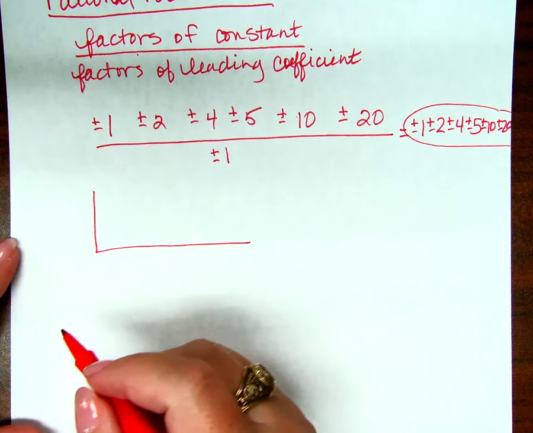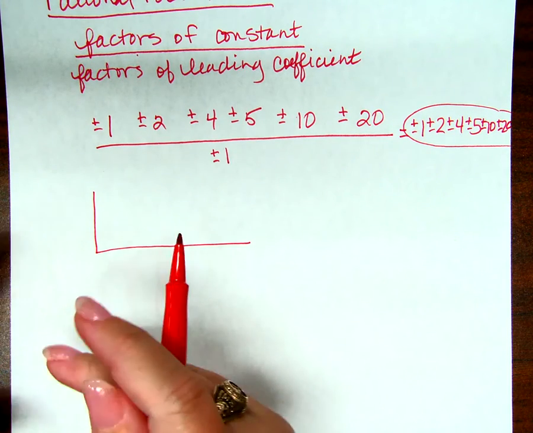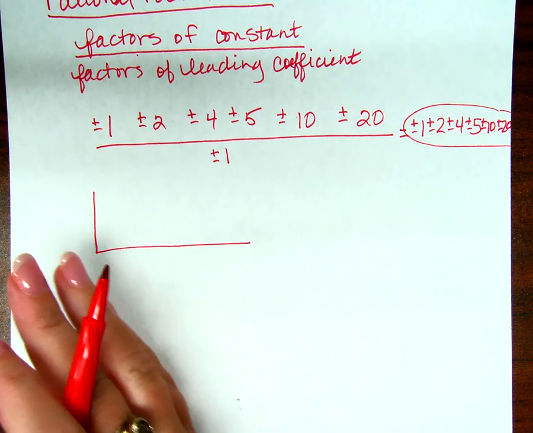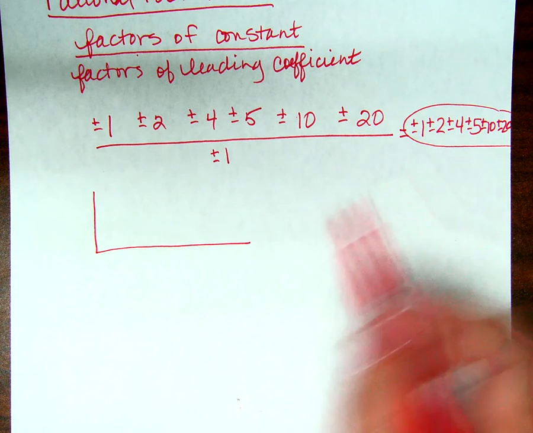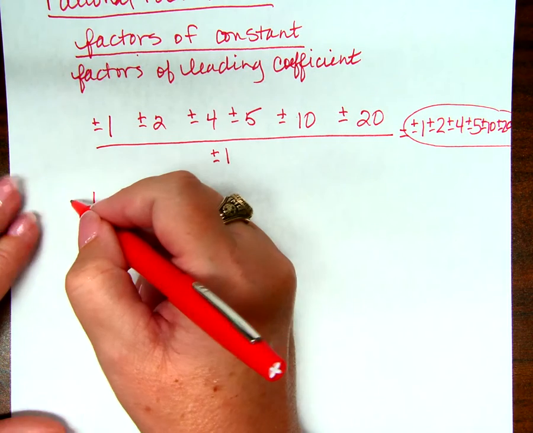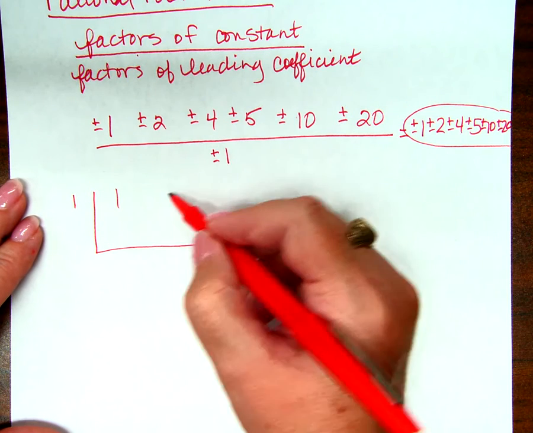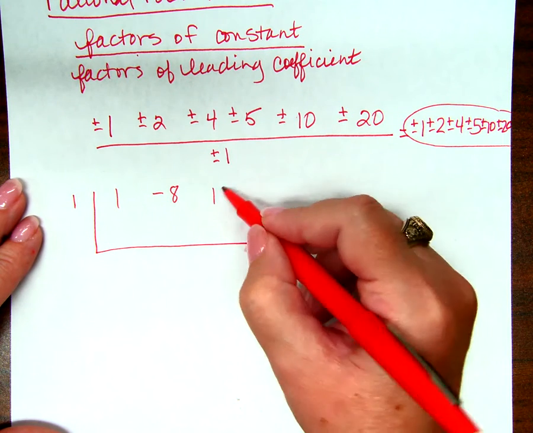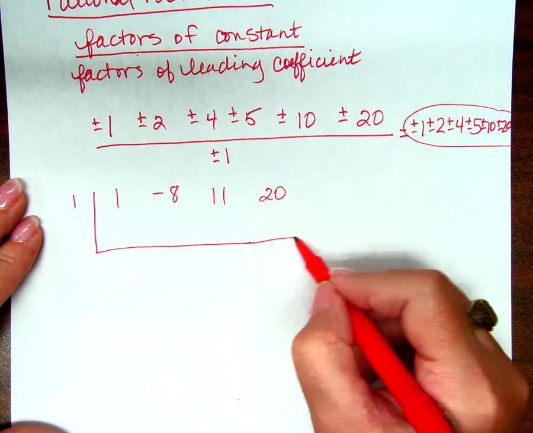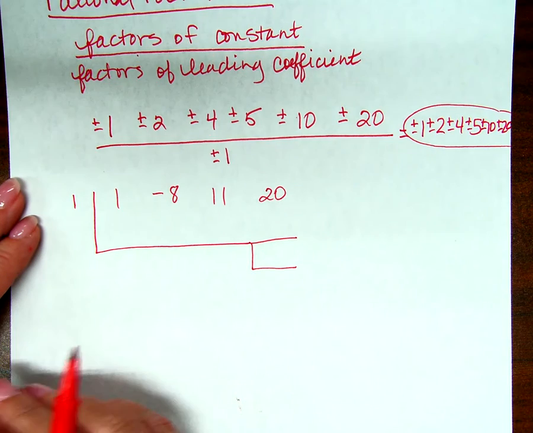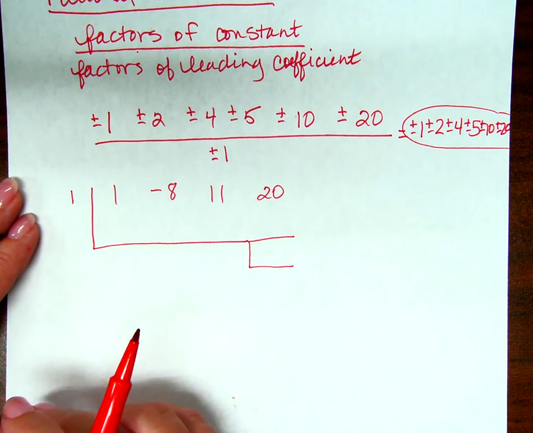So you guys are going to be the jump arounders. I have 2 possibilities. Either you jump around or you start at 1. Okay? So you want to start at what? 1? 1, negative 8, 11, and 20. Some people's brain needs to go in order. I'm okay with that.